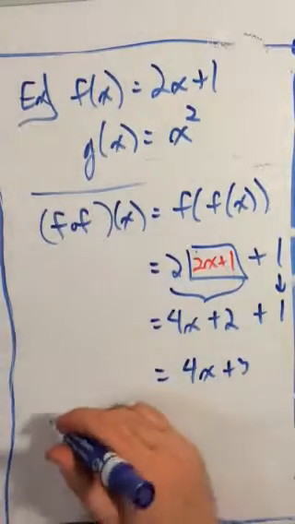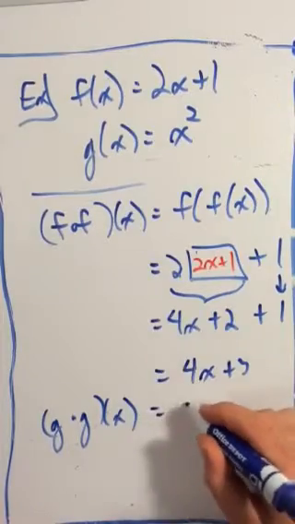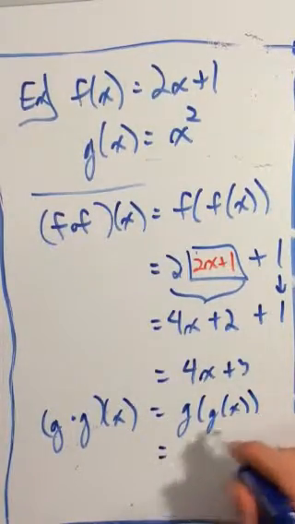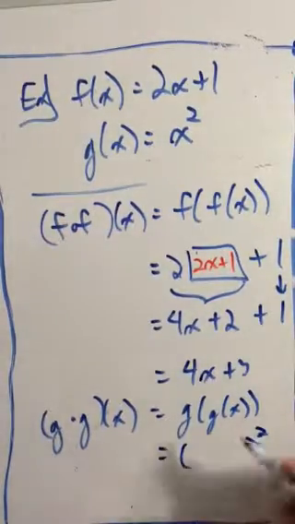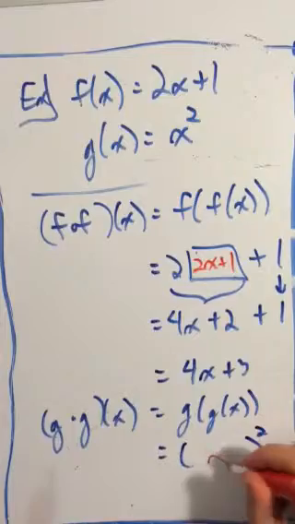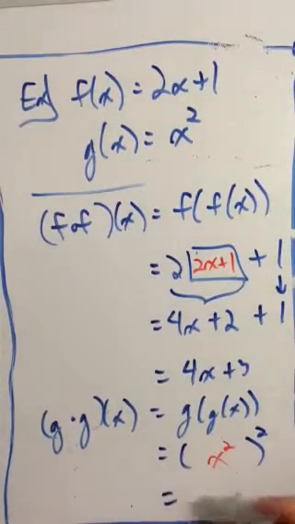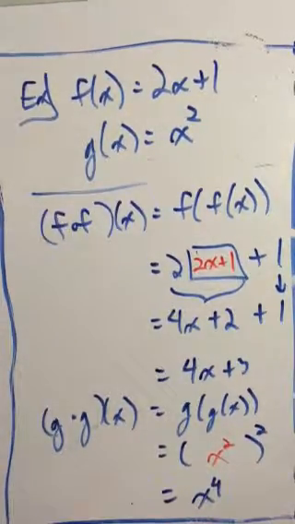Alright. G circle g, that is g of g of x. So it says g of x, my outside function, is something squared. What I want to plug in there is g of x, which is x squared. So if I square something and square it again, what I have is a fourth power. So g circle g is just x to the fourth.